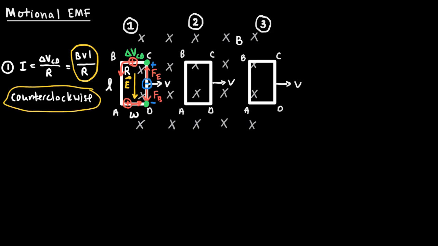I'd like to take a second now and talk about why I focused on segment CD and not the other 3 segments of the wire. For starters, segment AB is not yet in the magnetic field, and so for that reason the charges in segment AB can't feel a force from the magnetic field.